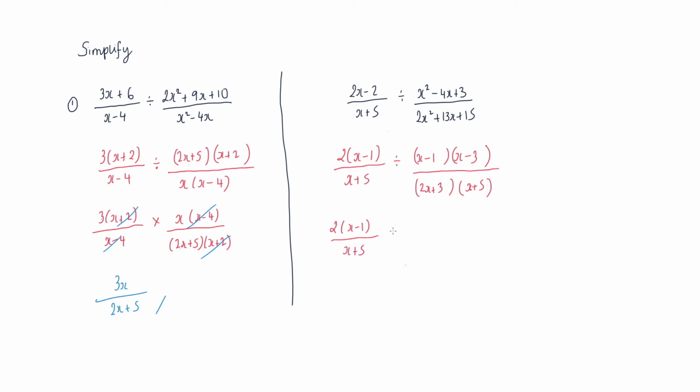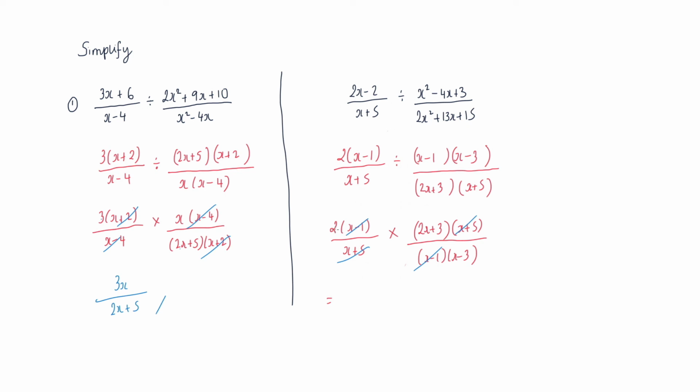Now remember, divide means what? Times, and then flip. So 2x plus 3 and x plus 5 goes on the top, over x minus 1, and then x minus 3 goes on the bottom. So now we can do our simplifying. If we simplify this, we're going to look at diagonally. So x minus 1 can cut out with x minus 1. And then this x plus 5 can cut out with this x plus 5. There's nothing else I can cut.